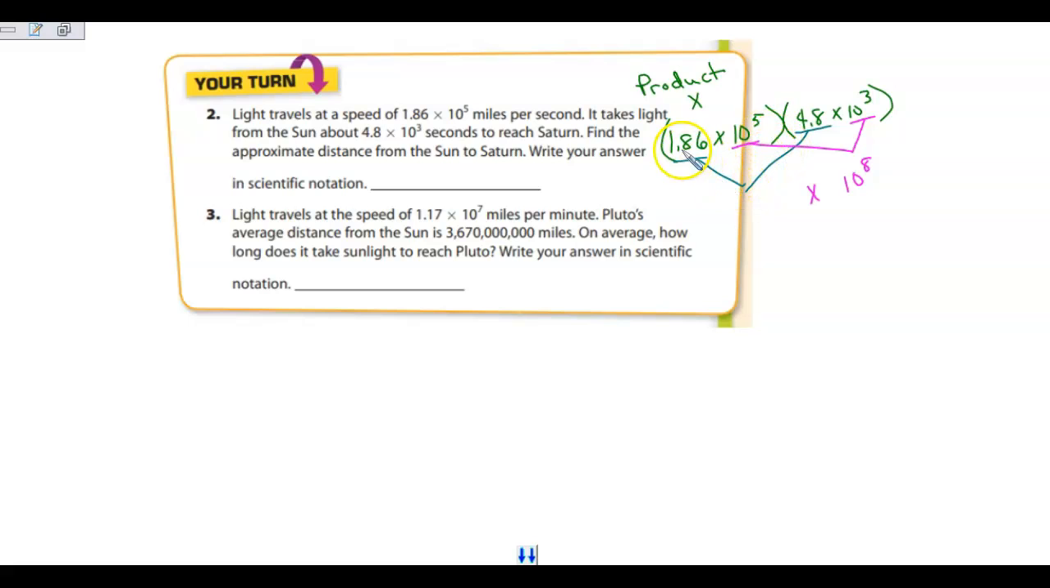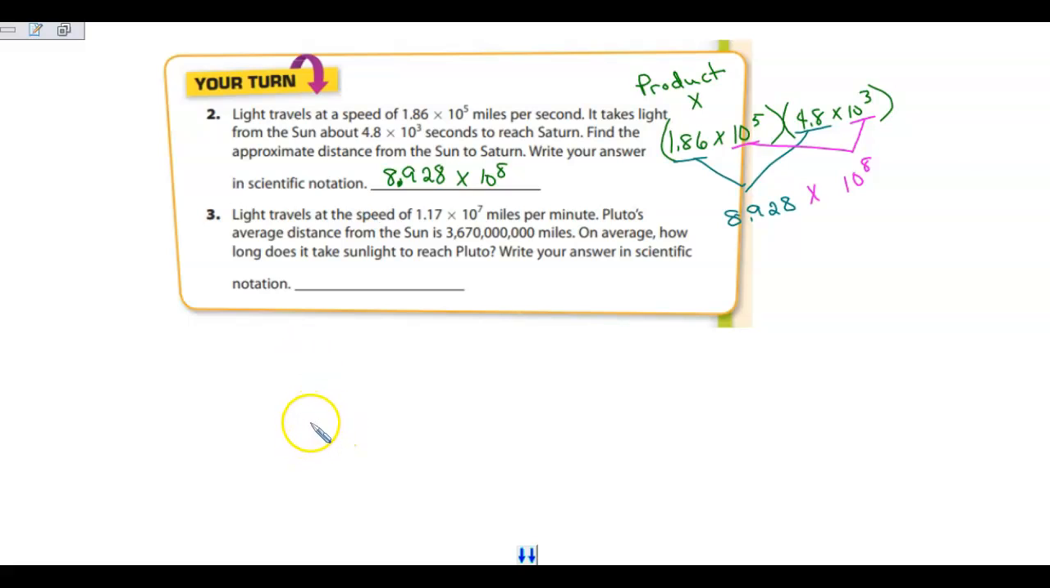And over here, we have 1.86 times 4.8. And that gives us 8.928. So our answer to this product and how long it's going to take us is 8.928 times 10 to the 8th power. And is it in scientific notation? Yes, there is 1 digit to the left of the decimal, and it is between 1 and 9.